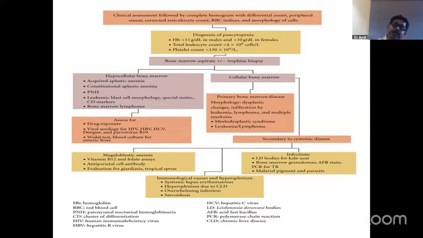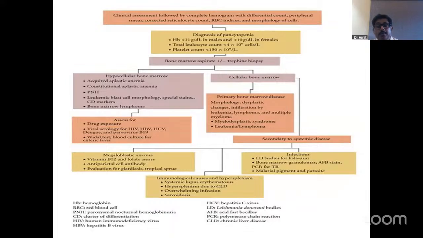So this is how we proceed with a diagnostic algorithm of pancytopenia. Do a blood picture, a CBC, a reticulocyte count, make a diagnosis of pancytopenia, do a bone marrow, establish whether it's hypocellular or cellular. If it's hypocellular, start searching for acquired aplastic anemia, constitutional aplastic anemia, PNH, leukemias, lymphomas. And if it's a cellular bone marrow, start thinking of primary bone marrow disease by looking at the bone marrow for dysplastic changes suggestive of myelodysplastic syndrome, leukemias, lymphomas, infiltrations by multiple myeloma cells.